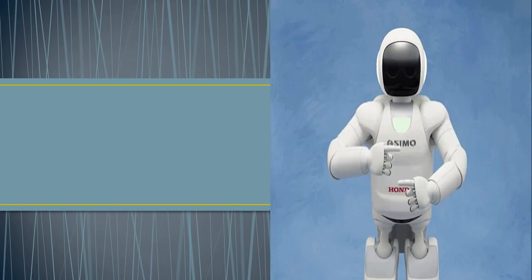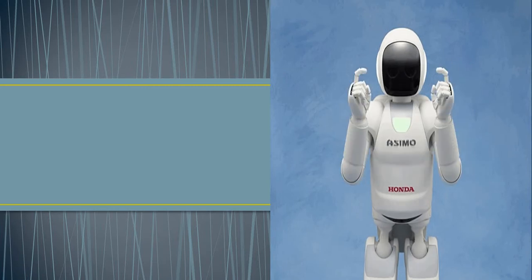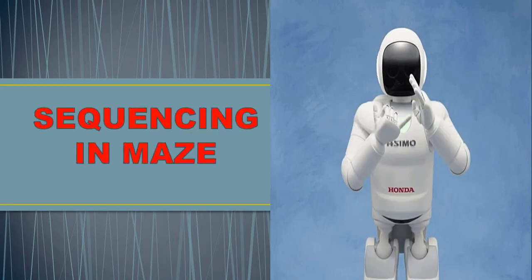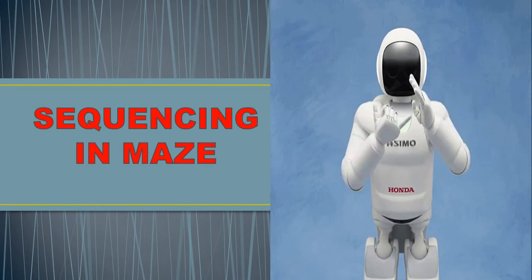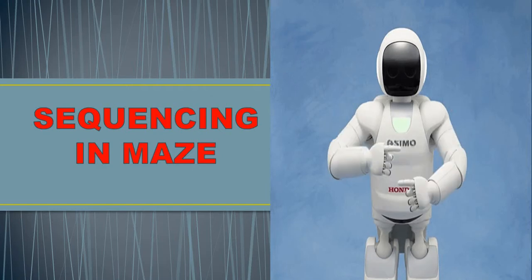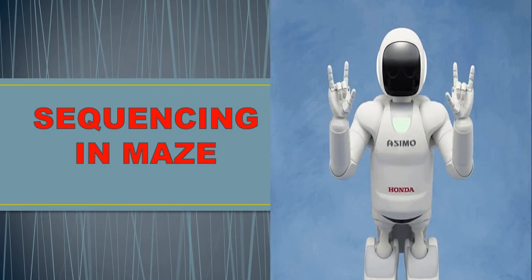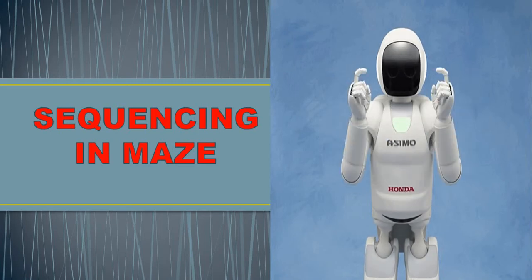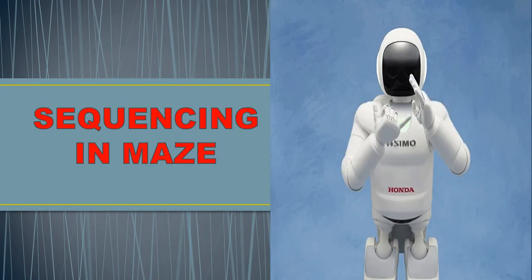Today, you may be wondering why you are seeing a robot displaying on your screen. We're looking at a wonderful topic titled Sequencing in Maze. Sequencing in Maze is a plugged activity whereby we are going to be using code.org, which is the code studio, in programming our robots. That is why you are seeing your robot displaying on your screen.